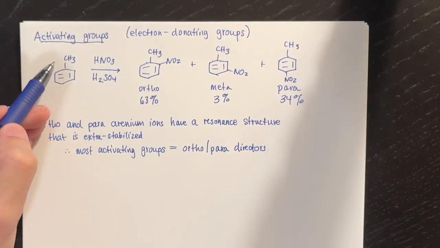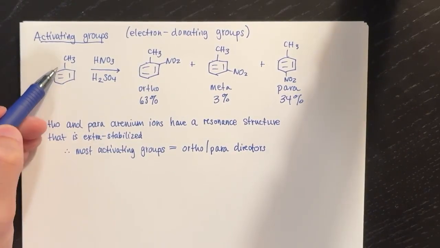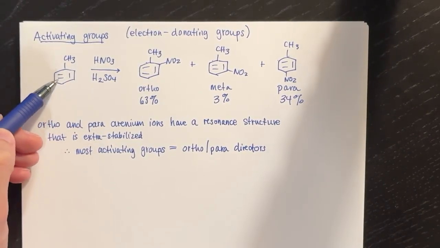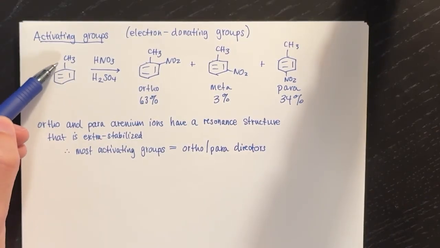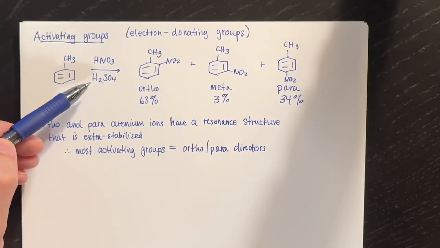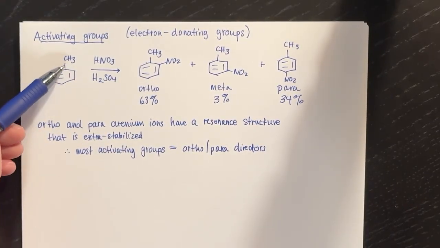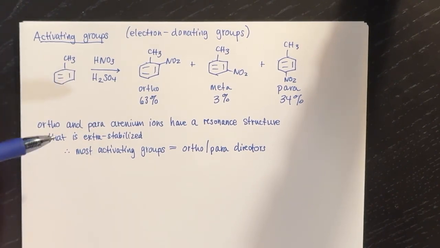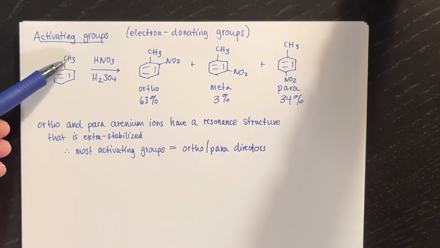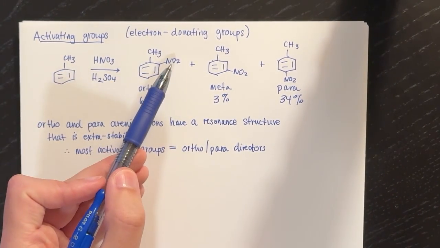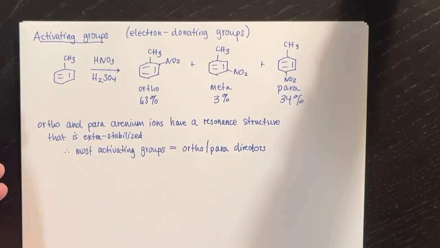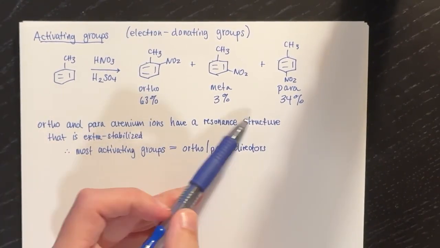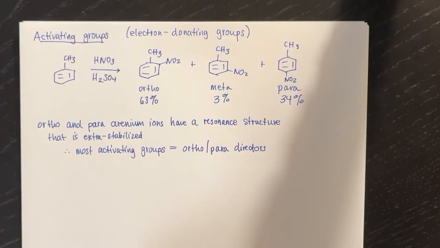So if we have an activating group, like a methyl group, on our aromatic ring, that is going to direct other groups. All right, this is important. It doesn't have to do with where this group ends up, but the activating group directs other groups, in this case, the nitro group that we're adding in the nitration, to the ortho or para positions.